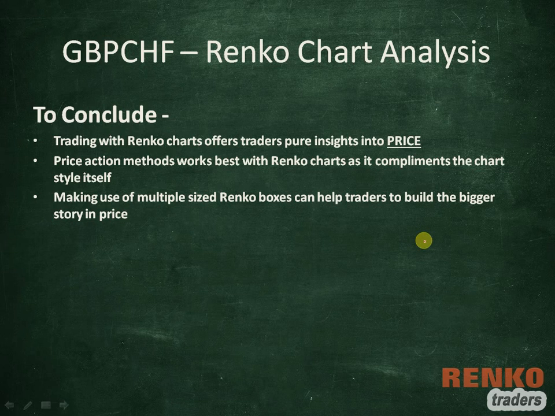What I haven't shown you in this presentation is that I've made use of a 100 pip and a 200 pip Renko chart for the GBPCHF, and this basically forms the premise of the actual trading idea. If I were to look at purely the 50 pip Renko chart, I really wouldn't know that 1.49 would be the level to target. This is something which I figured out from the 100 pip and 200 pip Renko charts, and that is something which traders need to incorporate in order to get a better picture of what price could be doing.